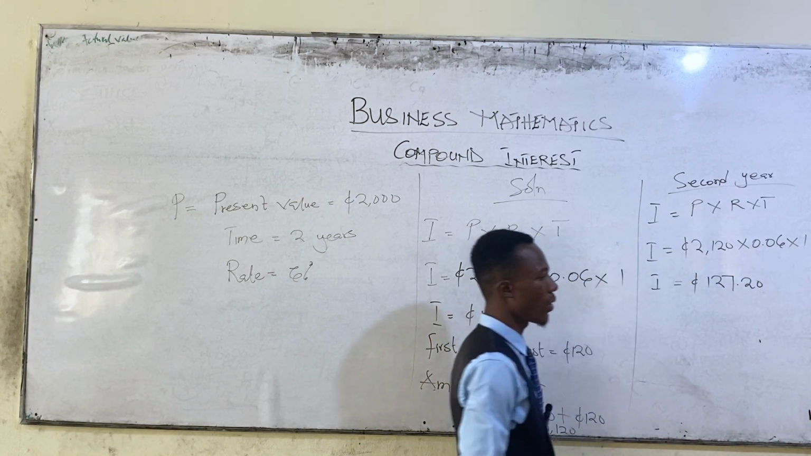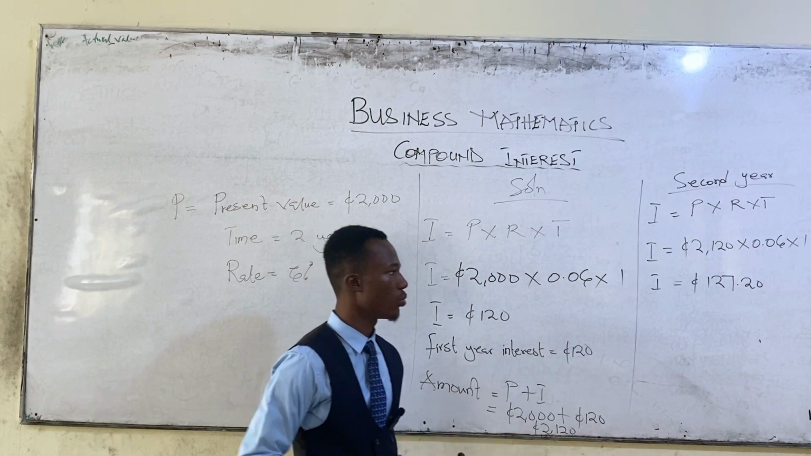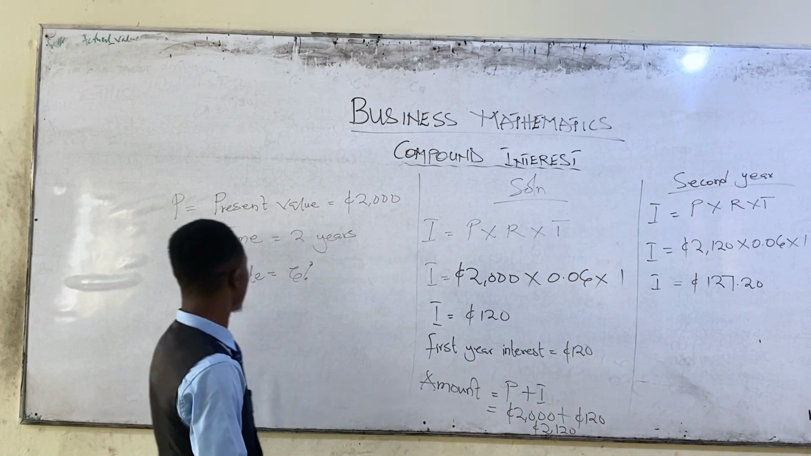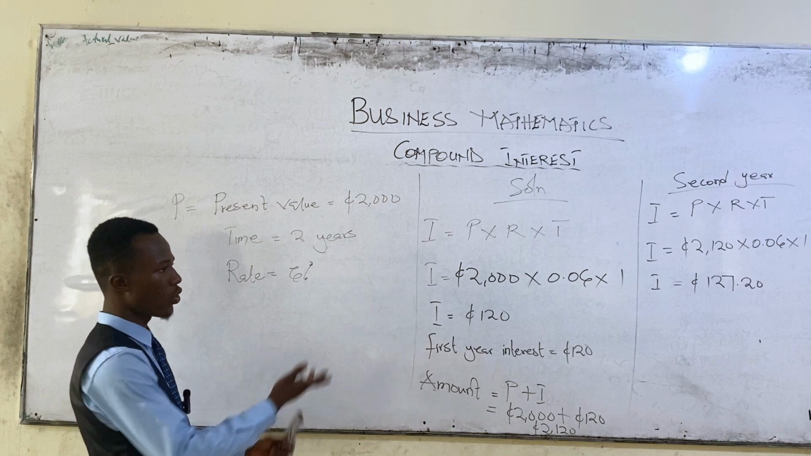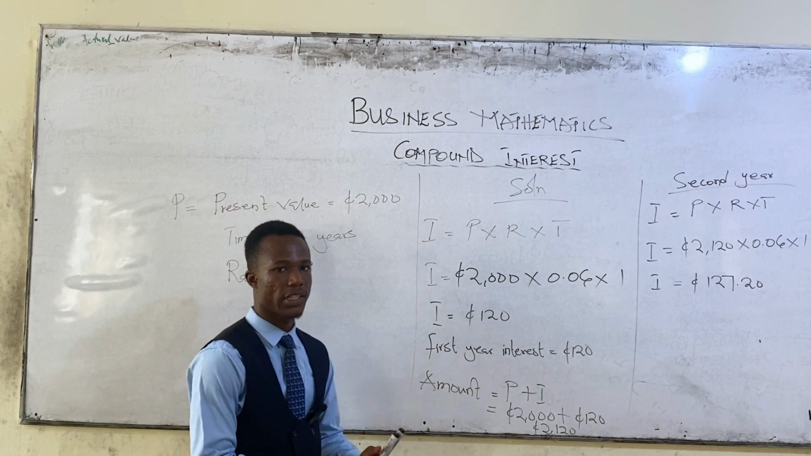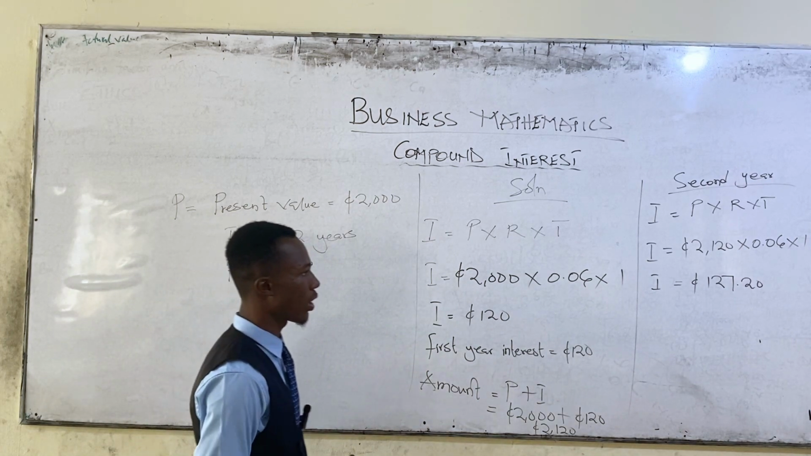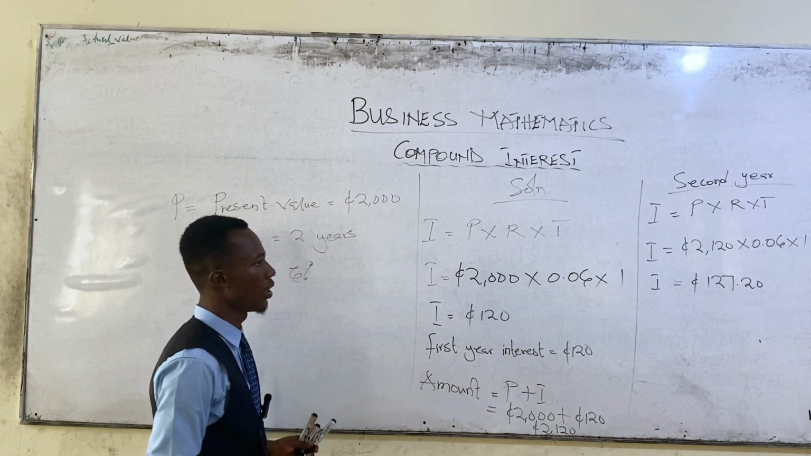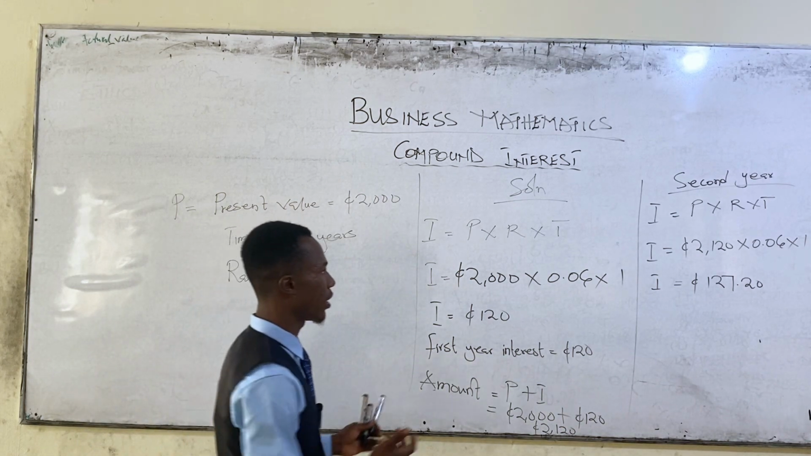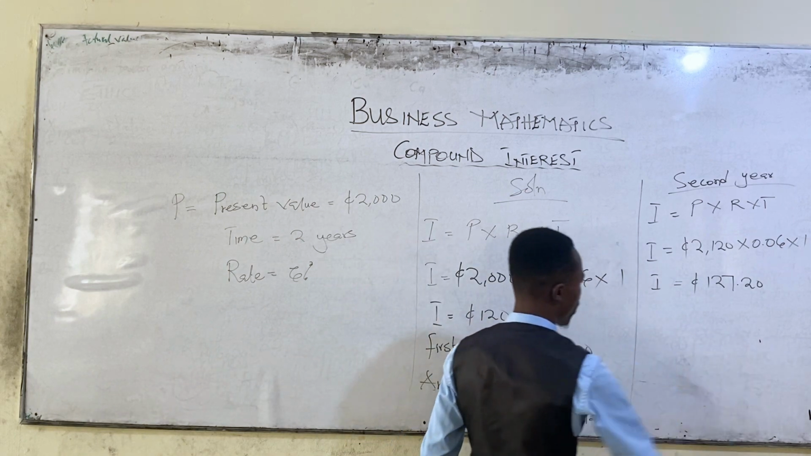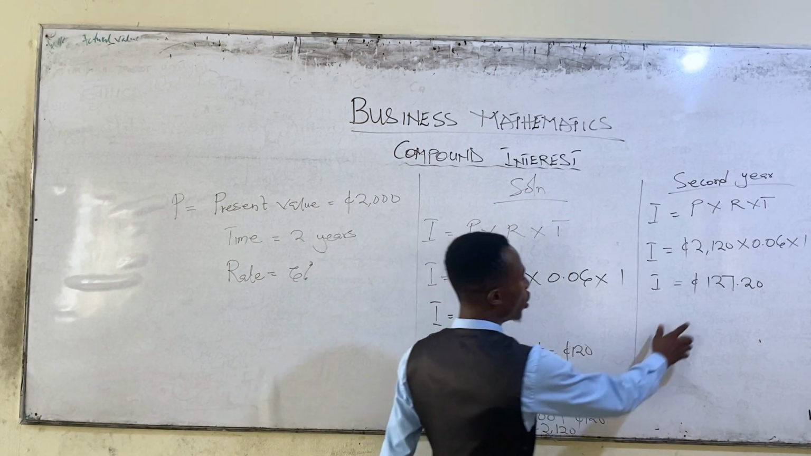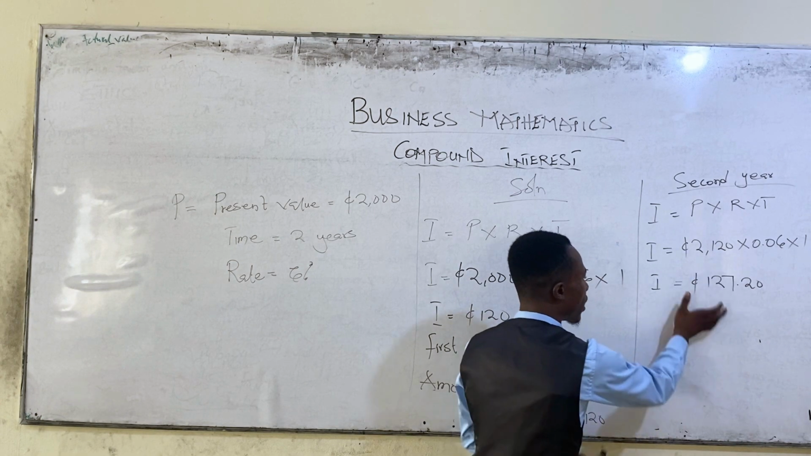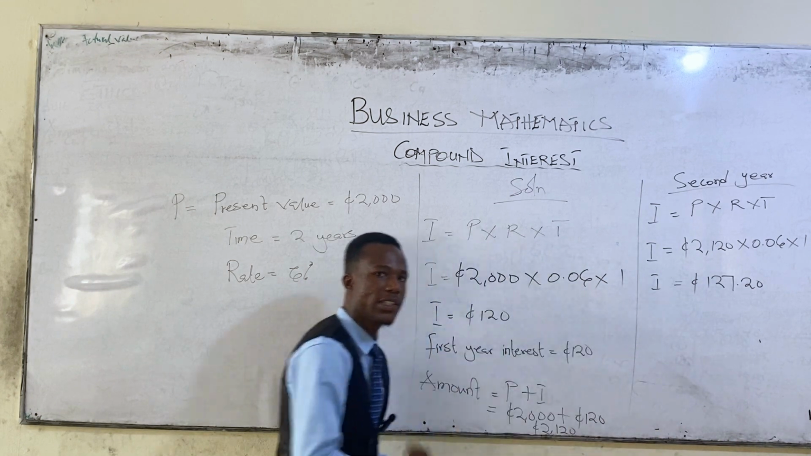127.20. Okay, 127.20. So this is your interest after the second year. Now we were given only 2 years, so we are not going to calculate interest for the third year. But if you were asked to calculate interest for the third year, or if you were given the years to be 3, then you would have to calculate the interest for the third year. And that is when you are going to add this interest for the second year to this principal so that it will become the amount for the third year.